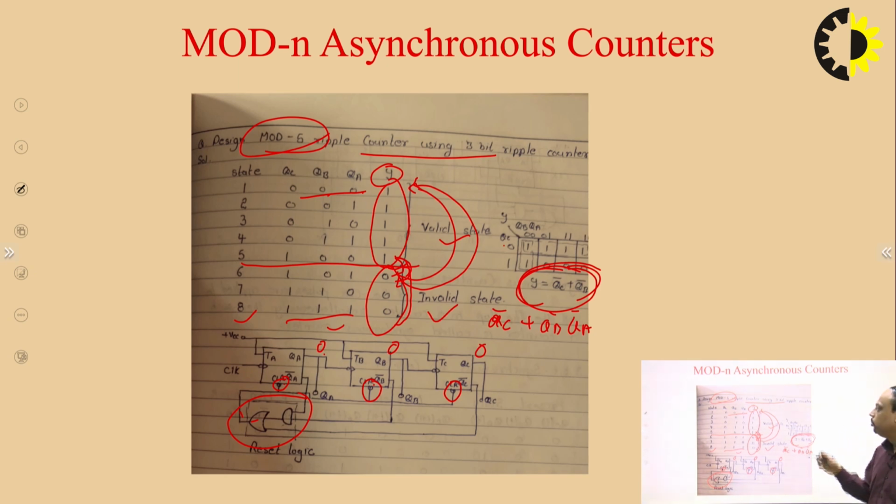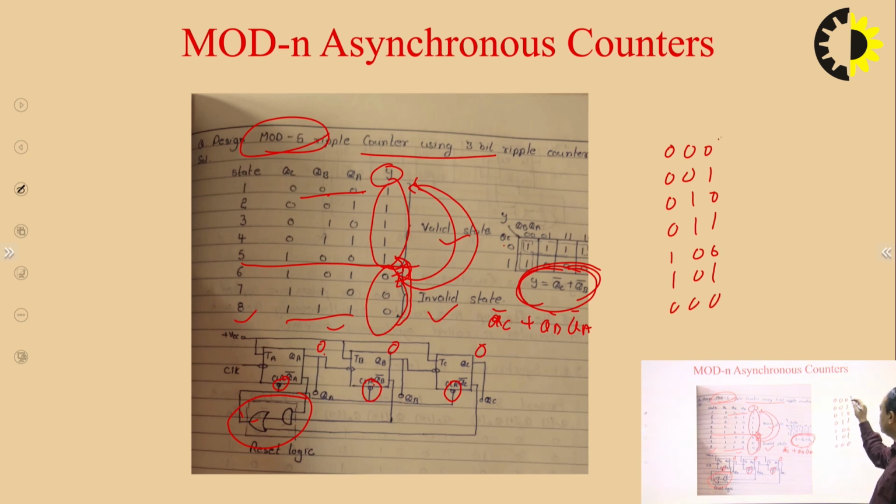So in this way, the mode 5 counter only counts from state 0 0 0, 0 0 1, 0 1 0, 0 1 1, 1 0 0 and 1 0 1, and then again resets to 0 0 0. So this is the mode 5 counter in which only 5 states are counted by the counter over here.